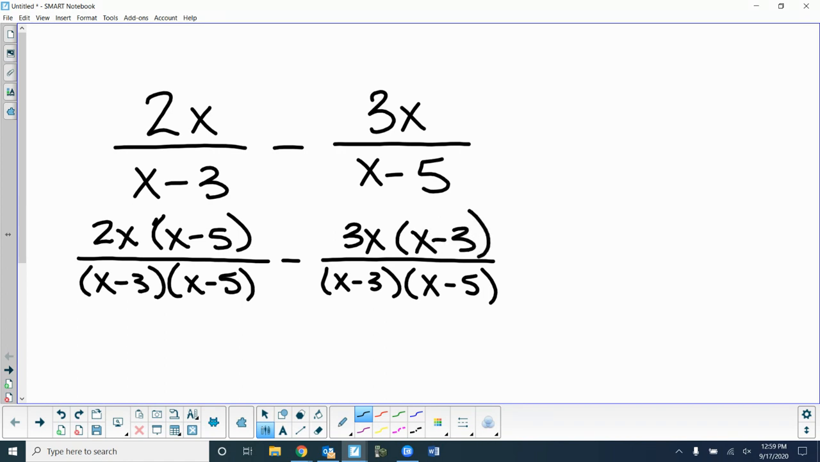So that's what those 2 fractions look like now. Any questions? Okay.